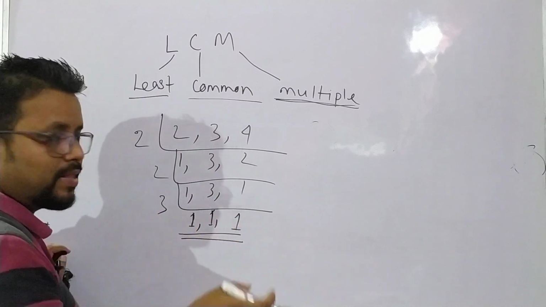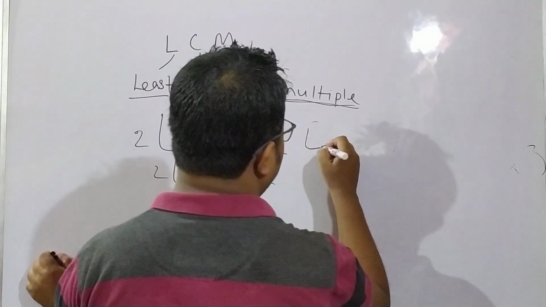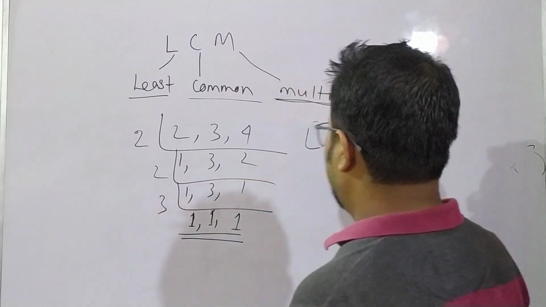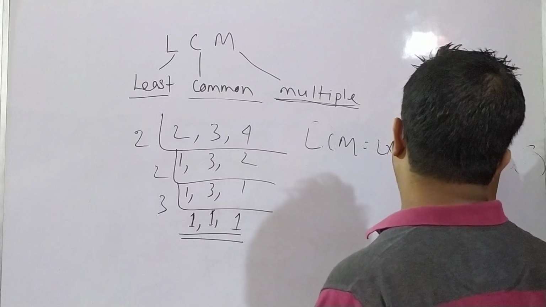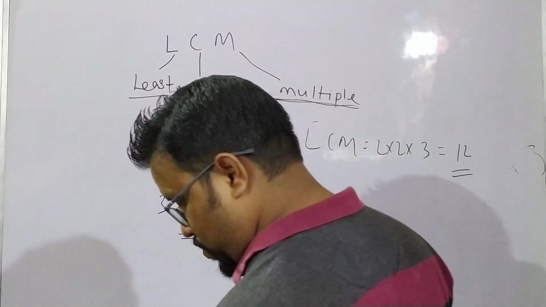We must continue until we get 1 here. So what is LCM? LCM is 2 into 2 into 3. So it is 12.